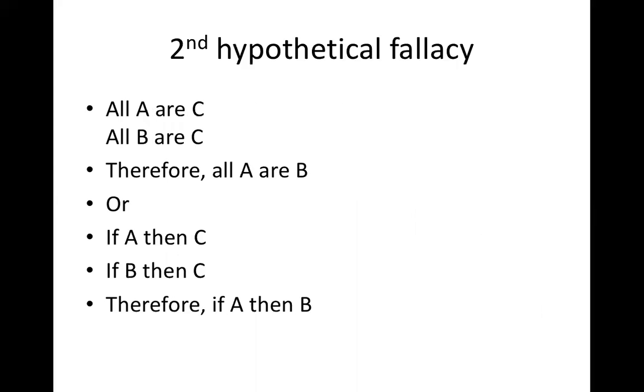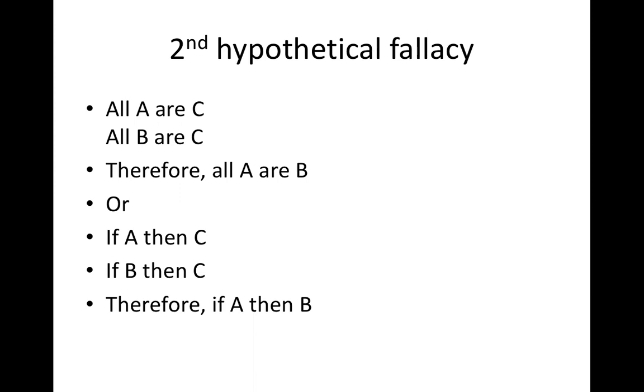Then let's look at the second hypothetical fallacy. All A are C, all B are C. So this one doesn't even proceed in a hypothetical way. It just jumps, from all A are B, it went to all A are C. All A are C, all B are C, therefore all A are B. So this is a fallacy.